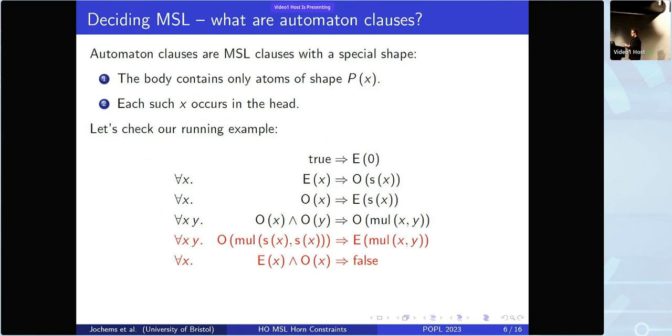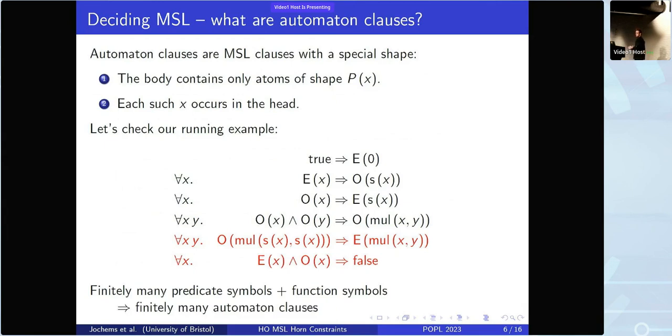In general, we have finitely many predicate symbols and finitely many function symbols, which means that there are only finitely many automaton clauses. Of course, up to the renaming of bound variables and by treating the body of the clause as a set, such that duplicate atoms are only counted once. And this is a key part to decidability, the fact that there are only finitely many automaton clauses.